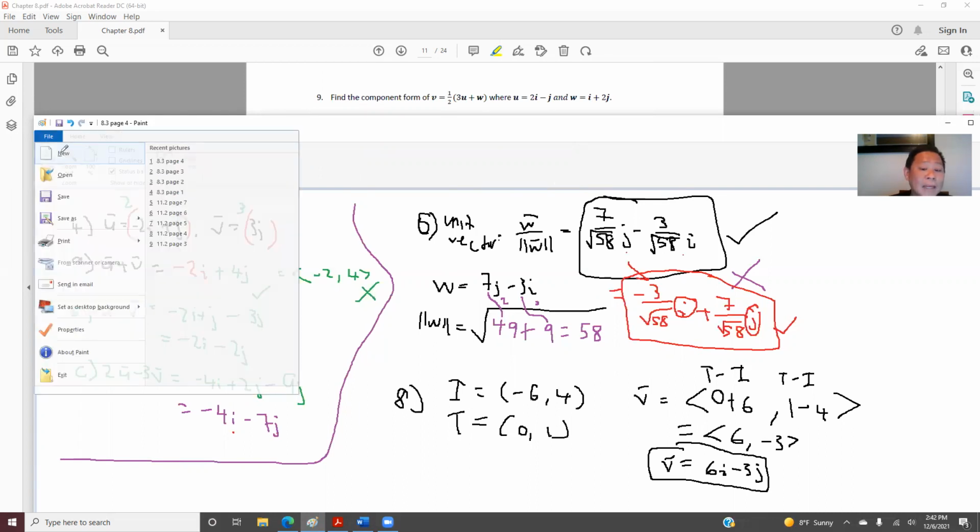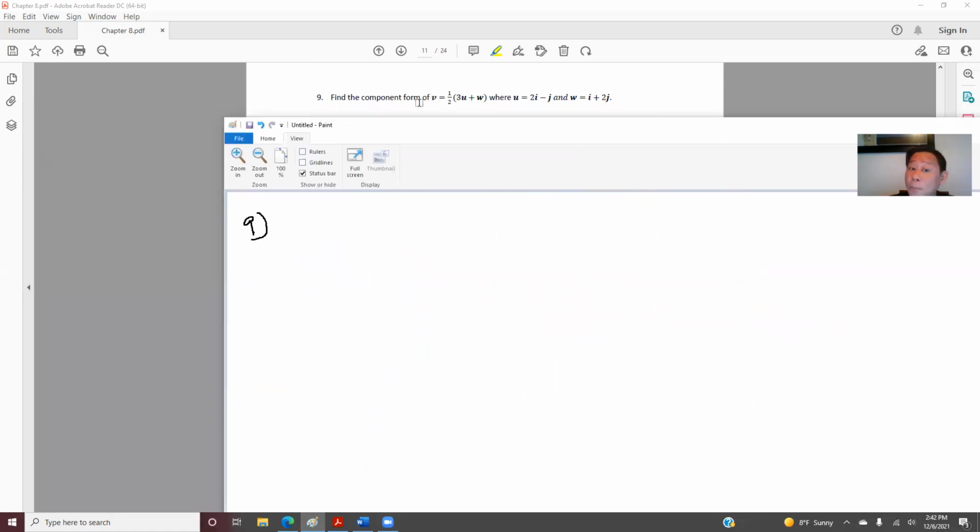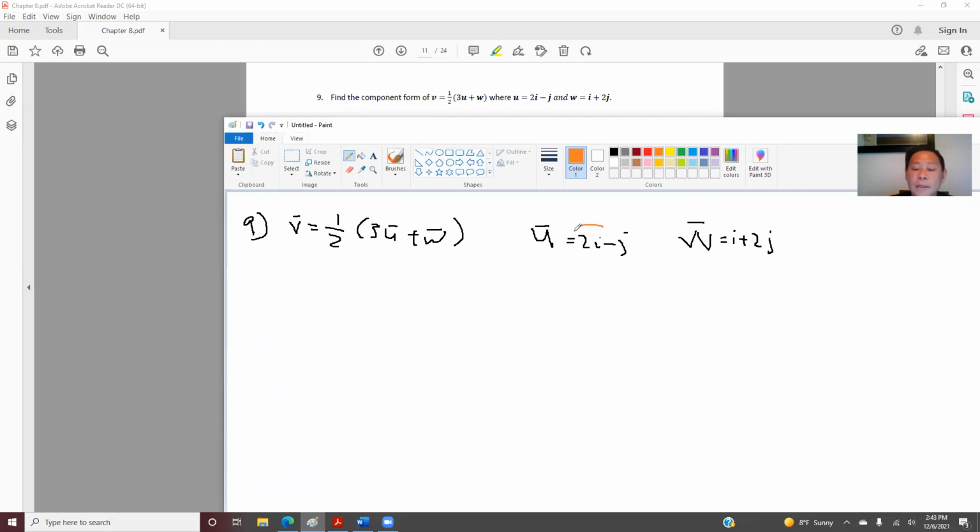Like question number 9 here. They want you to write this in component form, given that v is 1/2 (3u plus w), where the vector u is 2i minus j, and vector w is i plus 2j. So what you need to do here, class, is substitute. You plug vector u into here, and you plug vector w into here.